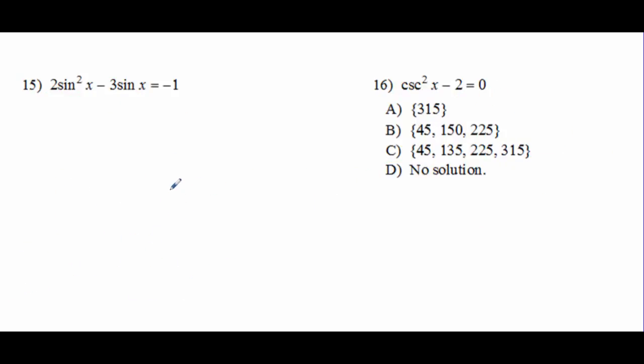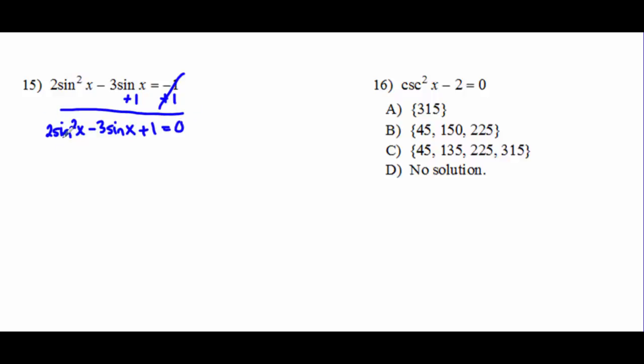On 15, this is different. It's the only one of these equations on here that's like this, but because I have a sine squared x and a sine x, I'm going to have to factor this, and since I have to factor it, I need to add the 1 so that it's on the same side as everything else. All of our other problems, we were able to just get sine squared or sine x alone, but I can't do that because I have a sine squared and a sine x.